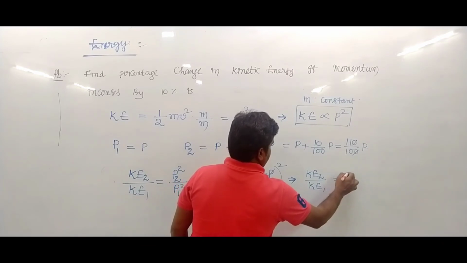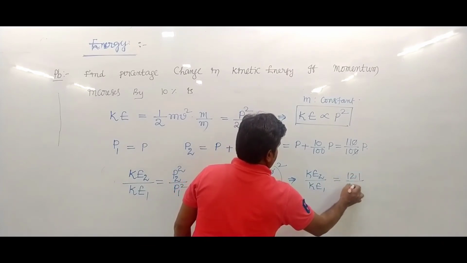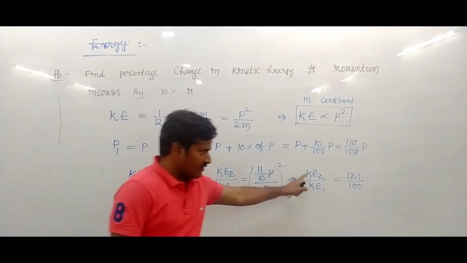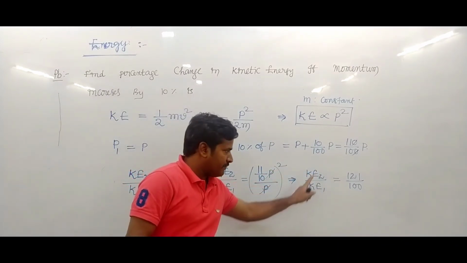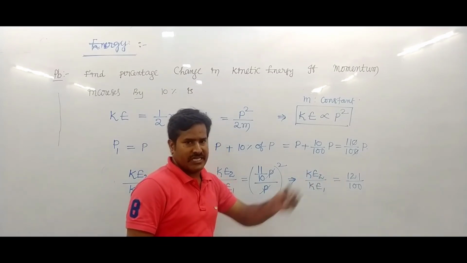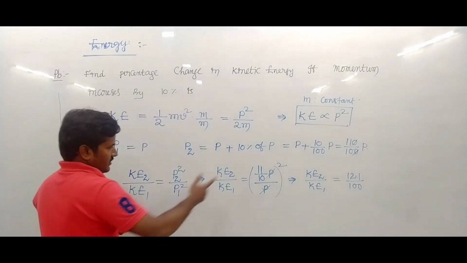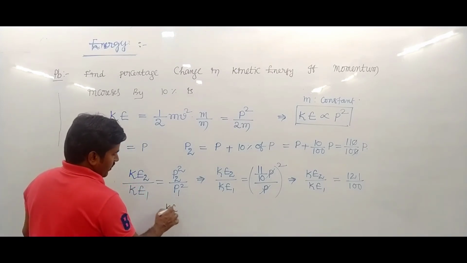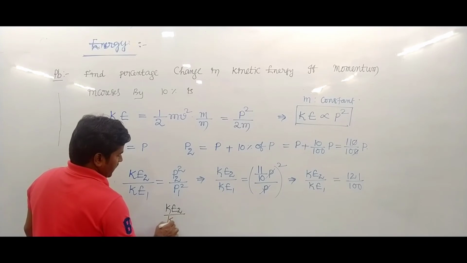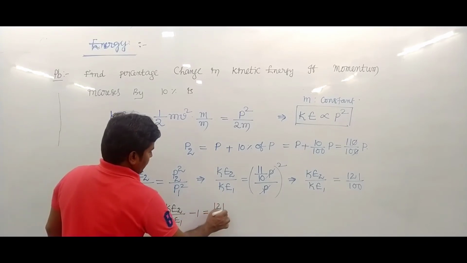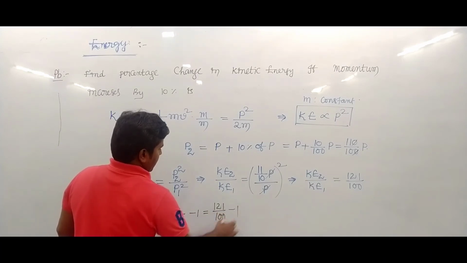It is written as 121 by 100. We want percentage change. Percentage change means change in kinetic energy by initial kinetic energy. Initial should always be in the denominator. Then it is written as change in kinetic energy on both sides, Ke2 upon Ke1 minus 1. Its value equals 121 by 100 minus 1.